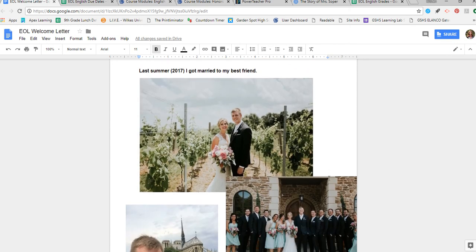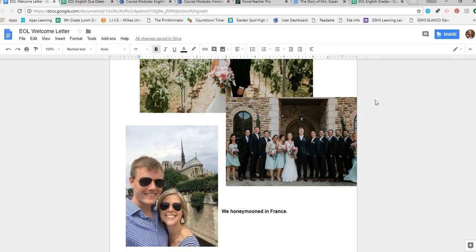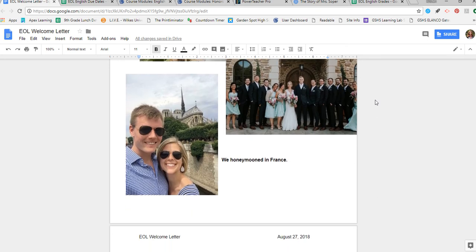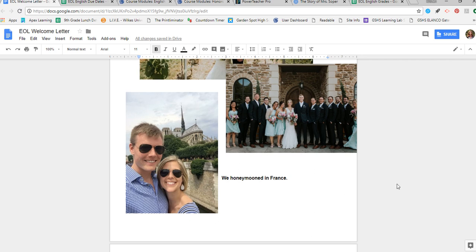Another big event in my life, last summer I got married to my best friend. There he is. His name is Tom. Being married is so much fun because I just have a partner in life, which is great. We honeymooned in France last summer, which made this summer a little anticlimactic because we just sort of traveled locally, Pittsburgh and New York and the beach and camping. But it was wonderful to be able to go to France last summer.